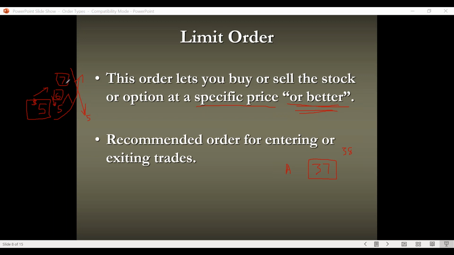You jack the price up on yourself. So by using a limit order, you're specifying a specific price or better. Now, if you set that limit order at $37, and as your order is going to the floor, that price dropped down to 36. Guess what you get filled at? You get filled at $36. That's what you end up paying for the stock there.